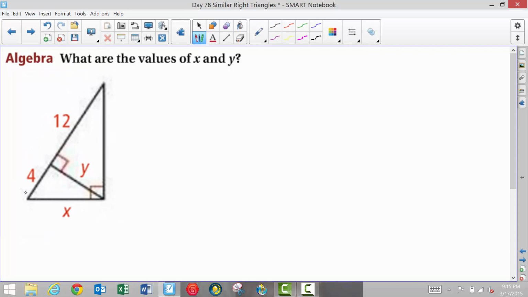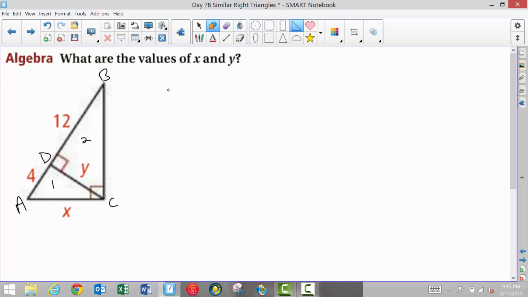Notice that I have a right triangle. I'll label A, B, C, and D. So ABC is a right triangle. I have an altitude of DC. The altitude goes to the hypotenuse. Therefore, I have 3 similar right triangles.